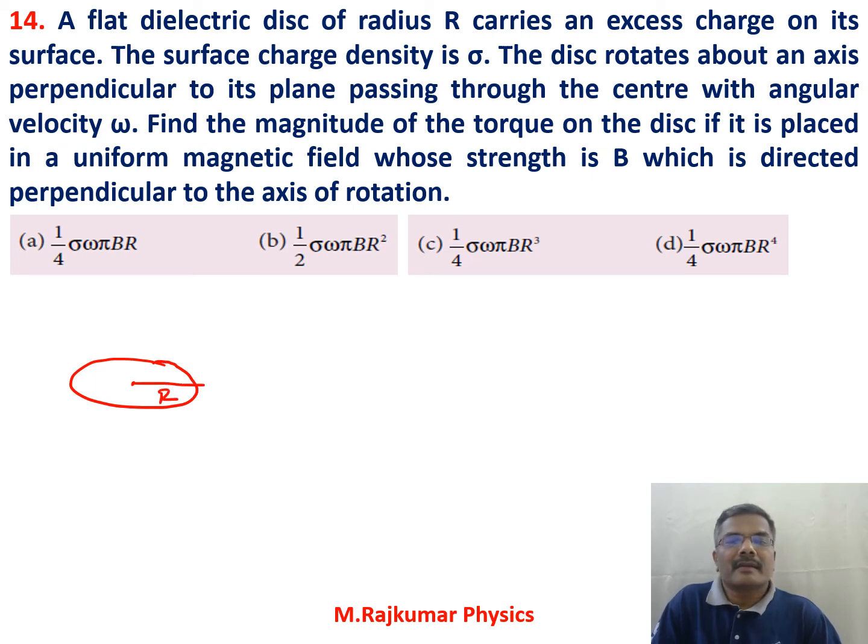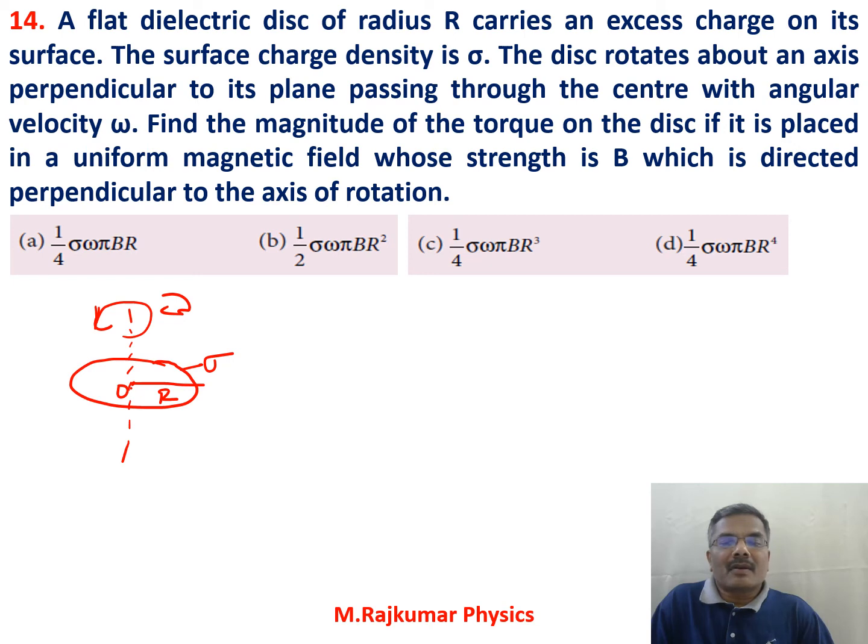Okay, r is given, and it is carrying an excess charge on its surface. On the surface it has some charge density sigma. The disk rotates about an axis perpendicular to its plane. If I take this axis as O, it is rotating about this axis with angular velocity omega, maybe clockwise or anti-clockwise.